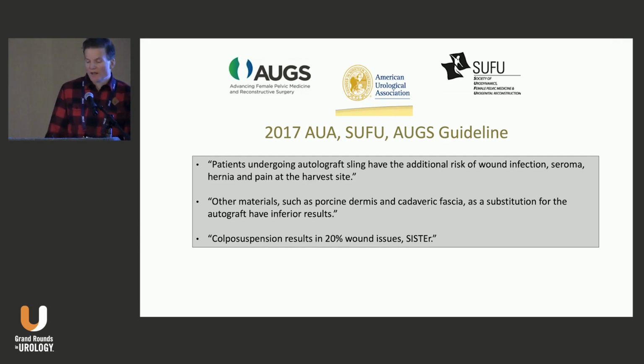What about the autologous sling? I use the autologous sling, but that was always my salvage procedure. I chose it as a salvage procedure because I got to make an abdominal incision. It's more time consuming, and there's morbidity at the harvest site.